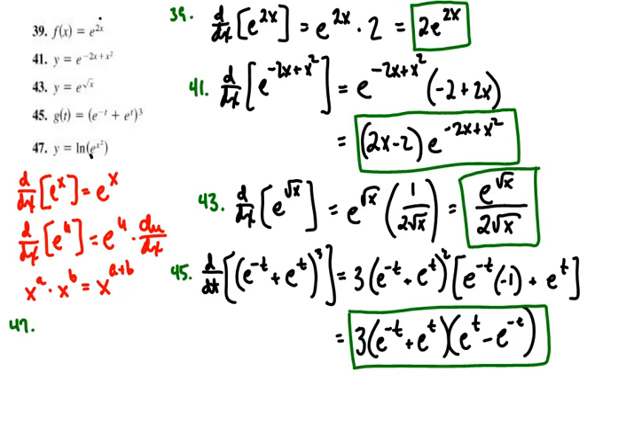Okay then, in this video we'll finish up problem 47, and then we'll go on to the next group of problems in this section. We're looking for the derivative of the natural log of e to the x squared.